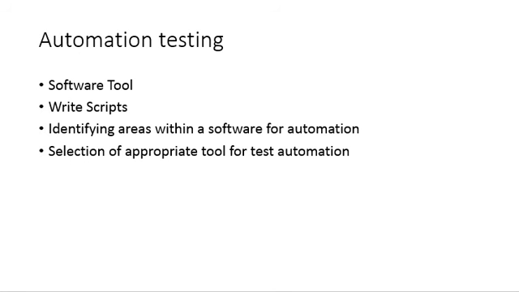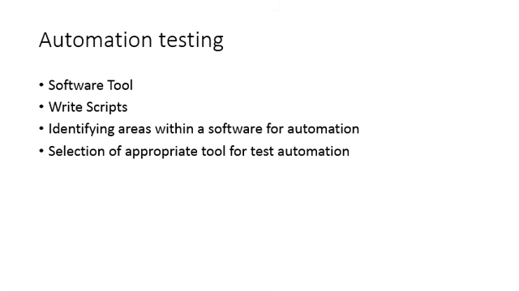The next one is automation testing. It is nothing but the tester uses some software tool to test the product, instead of manually. They write scripts before executing the test case, and then without any manual intervention, they test the product. And also they do the feasibility study before writing the scripts.